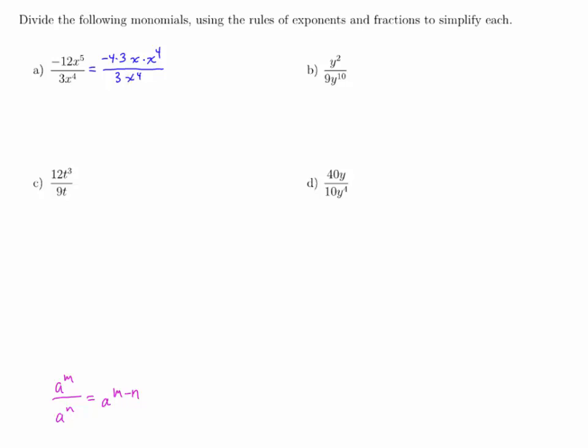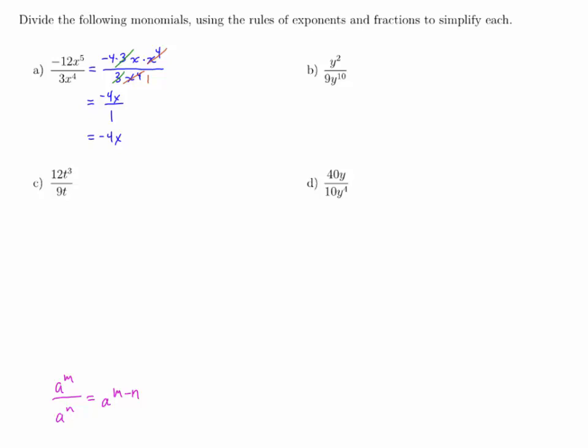The reason I'm writing it this way is that now I can see that these factors of 3 cancel, and these factors of x to the fourth will also cancel. And when everything's canceled out of that denominator, I'm left with a 1. So what I have is negative 4x over 1, which of course is just negative 4x. Looking at that, this canceling process is something that I'll sometimes do in my head. What's shown there is the formal process of what cancels and why.